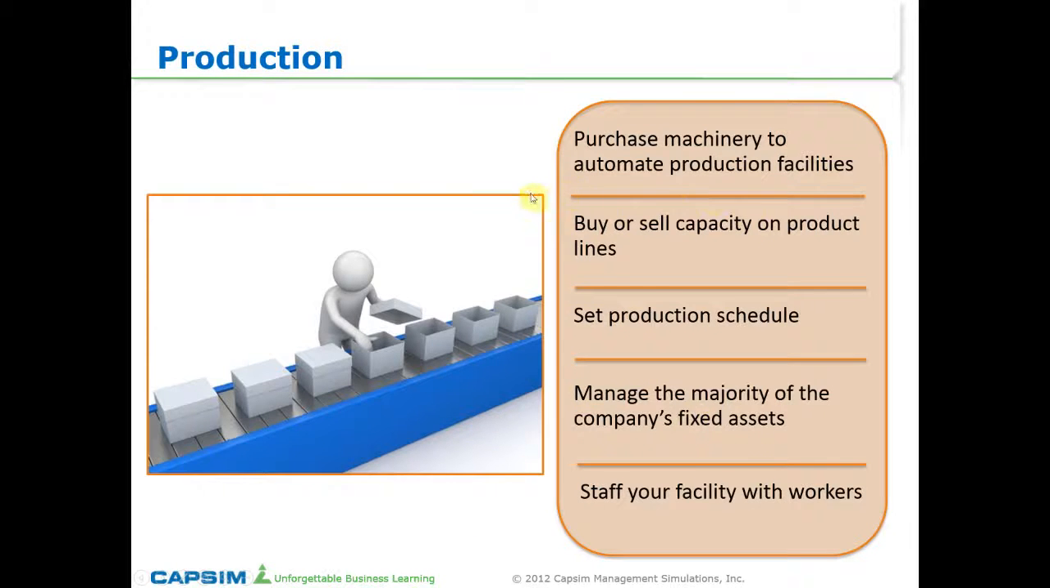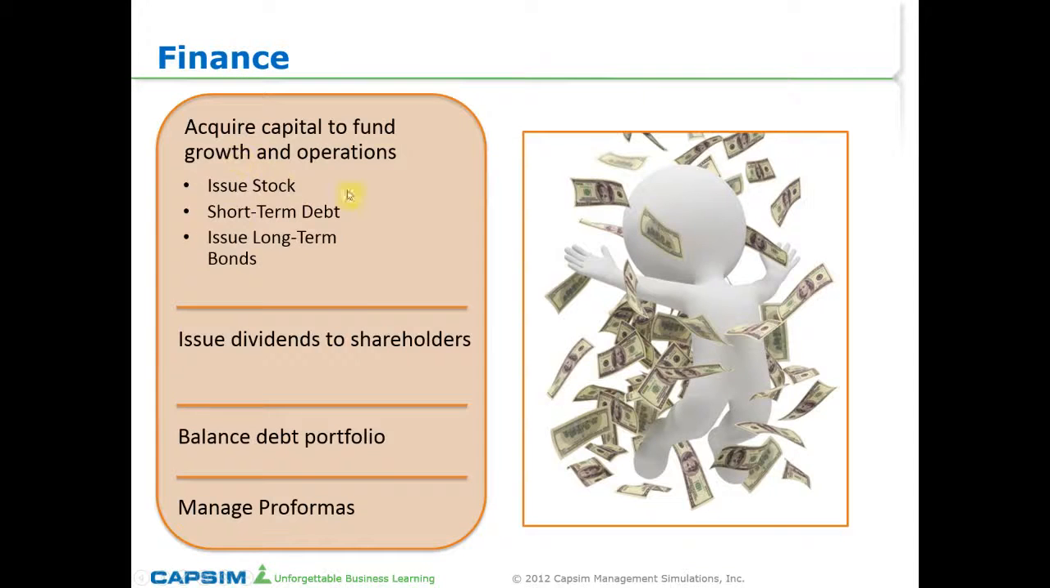Production: you can buy capacity. You can buy automation on the production side. You can make your company more automated, with fewer employees then, but it takes an investment. It doesn't say, oh yeah, purchase machinery to automate. And then finance: you've got to make sure that you have enough cash.